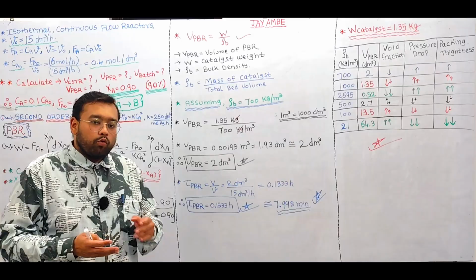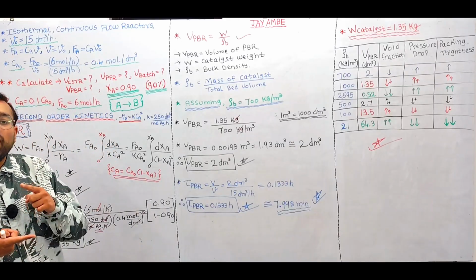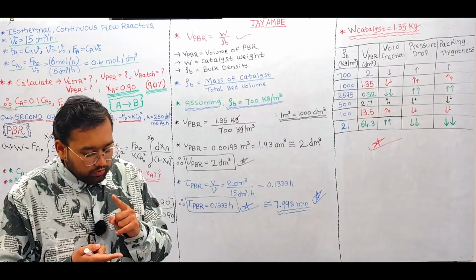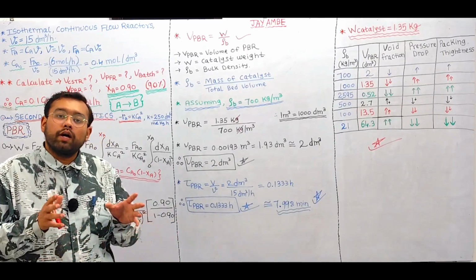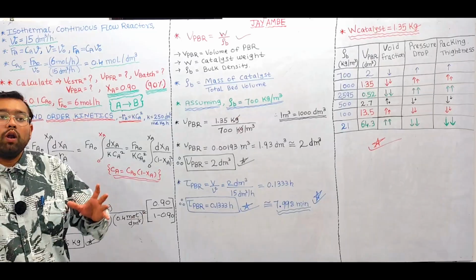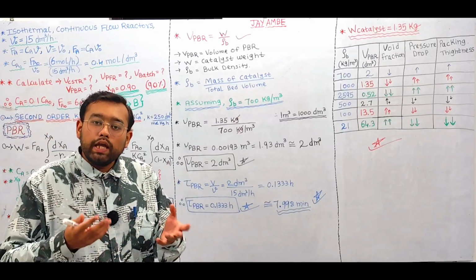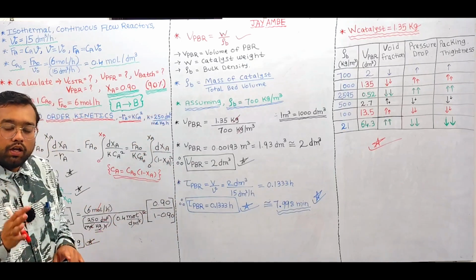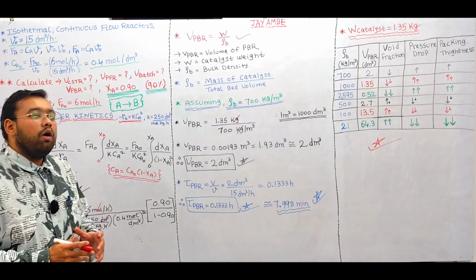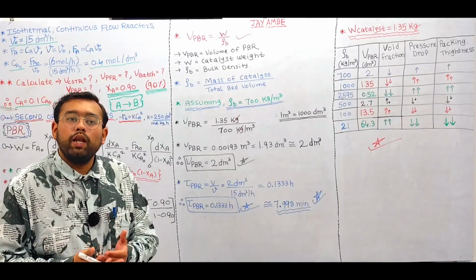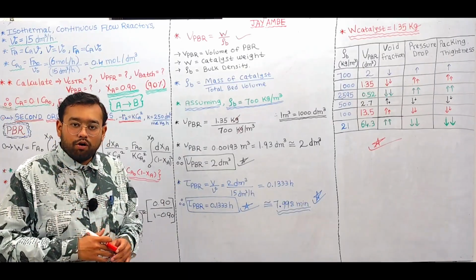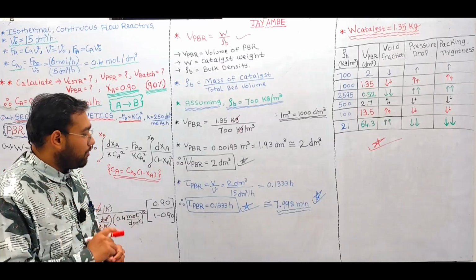Okay, now let's say we have identified how much weight of the catalyst we require in order to achieve the 90% conversion. We have also identified how large a volume of packed bed reactor we required in order to achieve the desired conversion of 90% by using the packed bed reactor. But now, how much reaction time will be required in order to achieve the same desired conversion of 90%, right? So we'll calculate that.